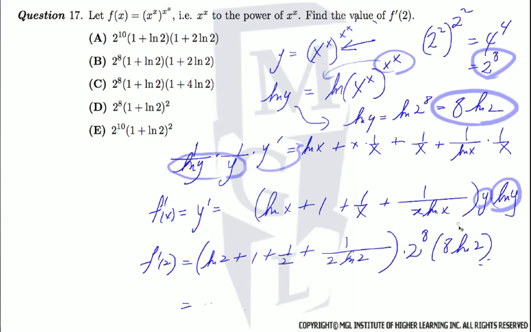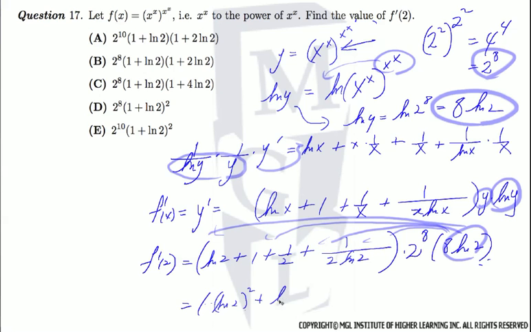The first thing I'm going to do is multiply this ln of 2 into the bracket. Only that, just the ln of 2. Then we get ln of 2 squared plus, actually let's add these two, you get 3 over 2 ln of 2 plus half. You get 2 to the power of 8 times 4, which is 2 to the power of 3.